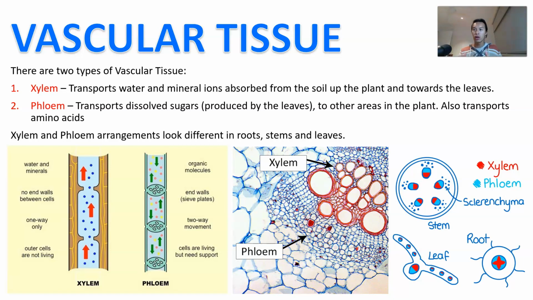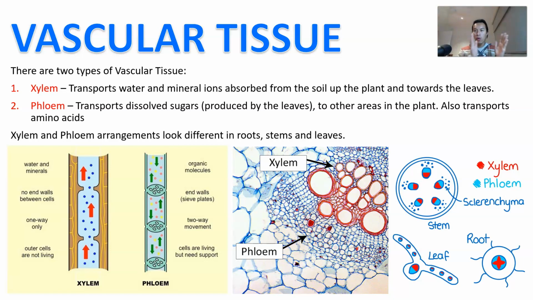They're the defining trait of vascular plants, and there are two types of vascular tissue. You've got xylem, which transports water and mineral ions absorbed from the soil up the plant and towards the leaves. And then you've got the phloem, which transports dissolved sugars produced by the leaves to other areas of the plant, and the phloem also transports amino acids, right?